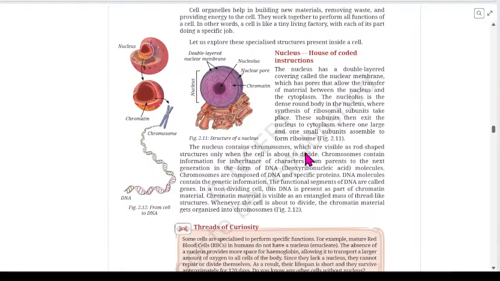The nucleus contains the chromosomes, which are visible as rod-shaped structures only when the cell is about to divide. Chromosomes contain information for inheritance of characters from parents to the next generation in the form of DNA, which is deoxyribonucleic acid molecules. Chromosomes are composed of DNA and specific proteins. DNA molecules contain the genetic information. The functional segments of DNA are called genes. In a non-dividing cell, this DNA is present as part of chromatin material. Chromatin material is visible as an entangled mass of thread-like structures.